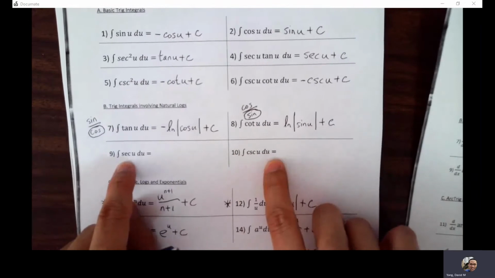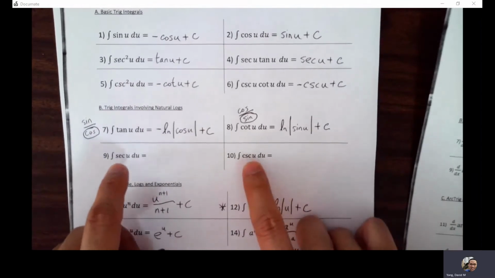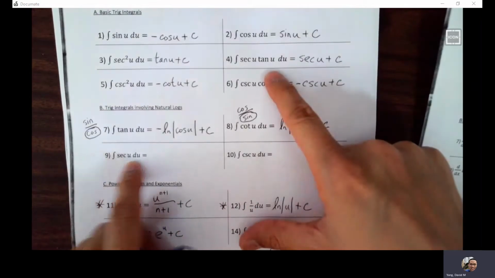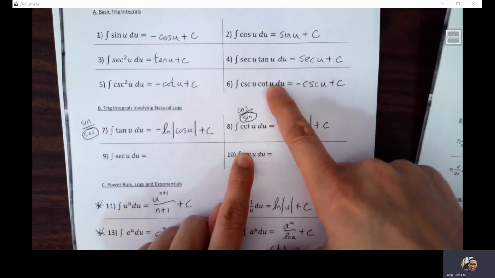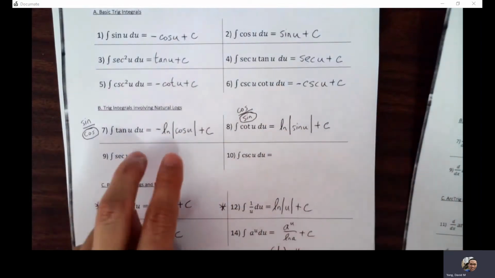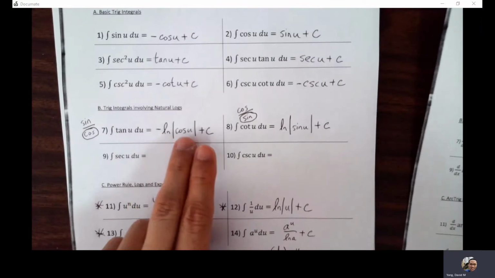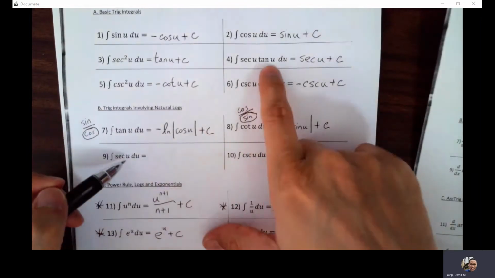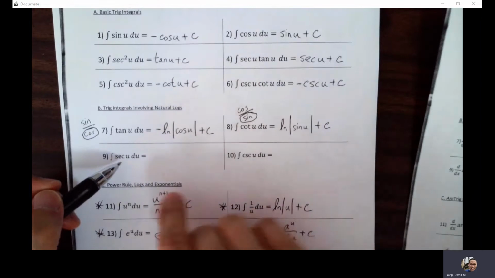Okay, secant and cosecant, I just think in terms of what's involved. When I think of secant, I think of secant tangent. When I think of cosecant, I think of negative cosecant cotangent. And so that's basically it. I don't have a way of deriving them, but it's nice to see patterns that we recognize.